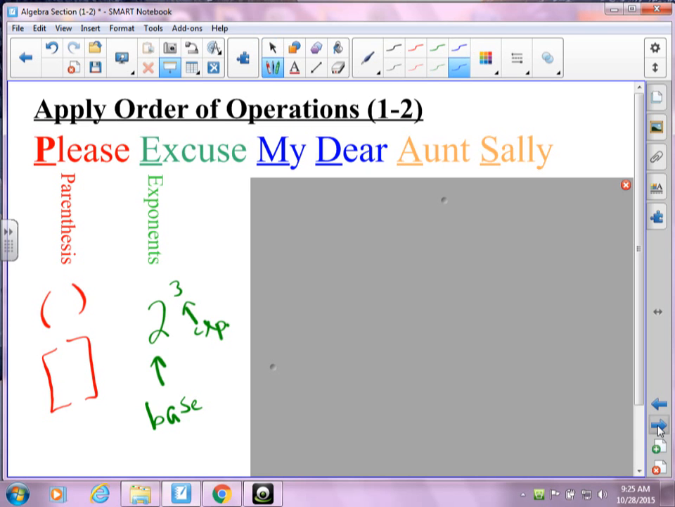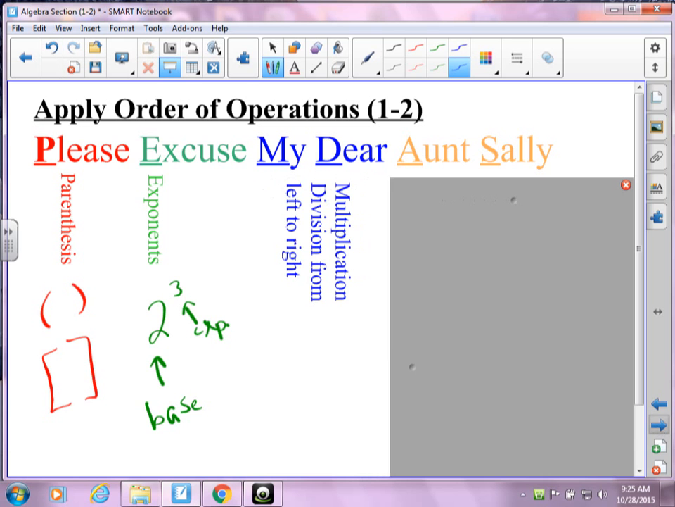The second step, you'll notice, is my dear. And you'll notice they're 2 words, and they're both blue. Well, what it means is it's multiplication and division, but it's whatever you get first from left to right. So sometimes you'll get multiplication, sometimes you'll get division. It just kind of depends upon what comes first.